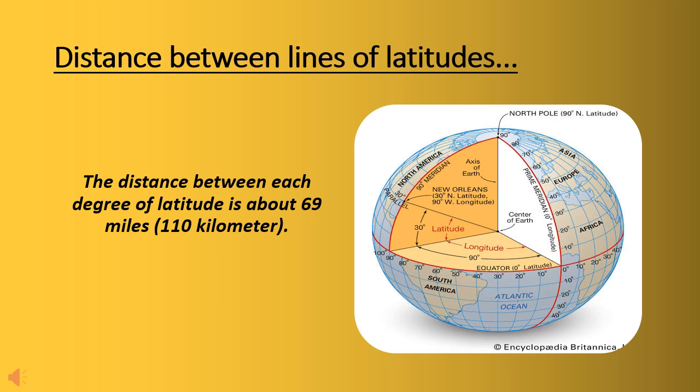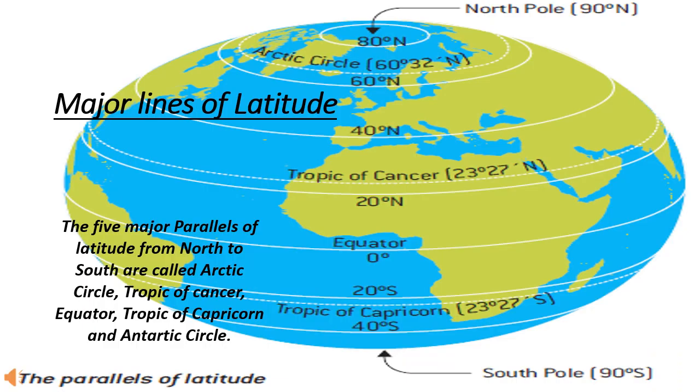Distance between lines of latitudes. The distance between each degree of latitude is about 69 miles, that is 110 kilometer. Major lines of latitude. The five major parallels of latitude from north to south are called Arctic Circle, Tropic of Cancer, Equator, Tropic of Capricorn, and Antarctic Circle.